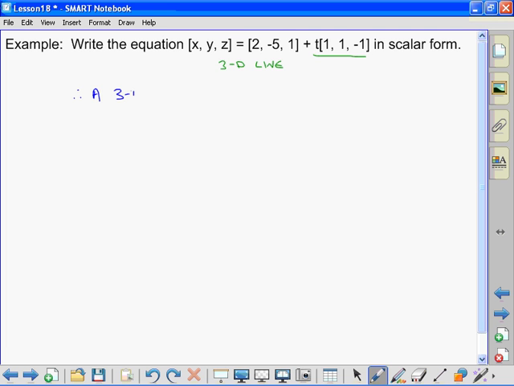A 3D line cannot be written in standard form. All right, so it is a comprehension question. You need to make sure you understand what can and cannot be done when you're going through our vector processes here.